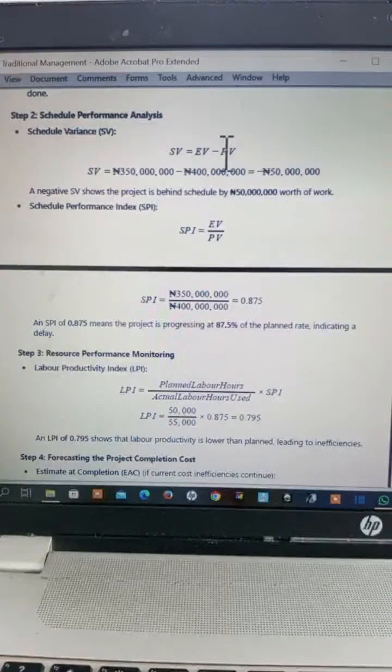So this shows that from the negative value we have, we can say clearly that the project is behind schedule. So it means that the work that is done is not commensurate to the amount that is spent. Imagine that.